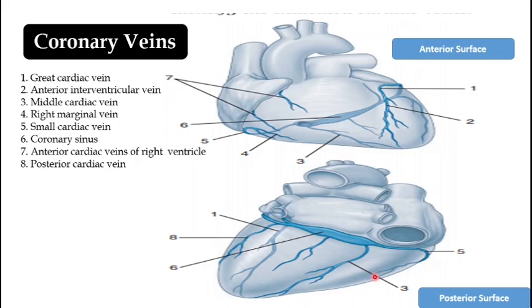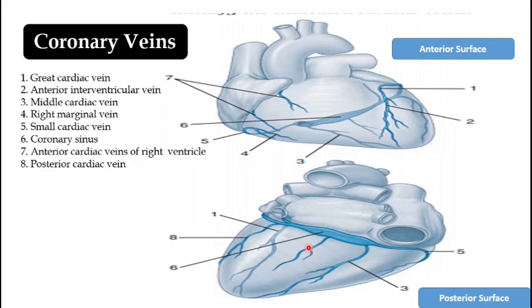So on the posterior surface of the heart, we have the middle cardiac vein. This long one is the middle cardiac vein. This is the coronary sinus, which is the largest coronary vein of the heart, and this is the posterior cardiac vein, which is present to the left of the middle cardiac vein. So these are the important coronary veins which are present on the posterior surface of the heart.